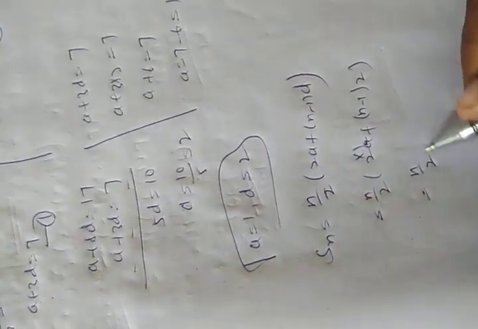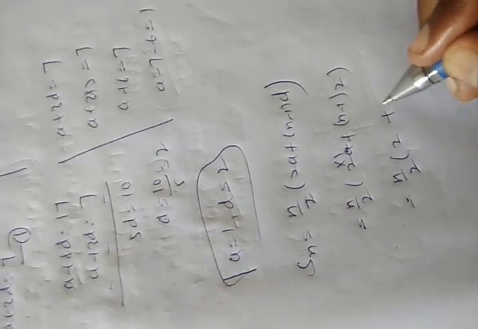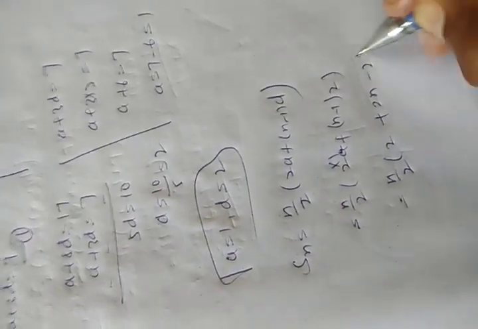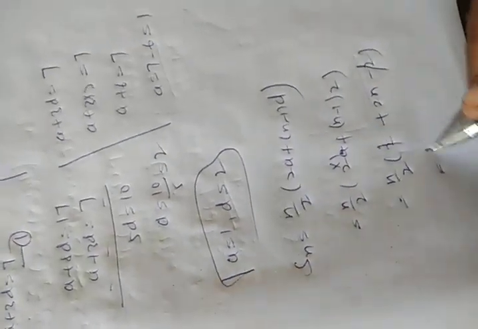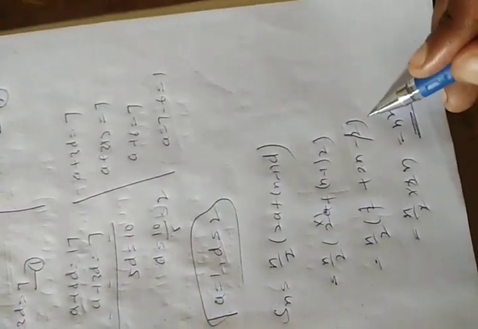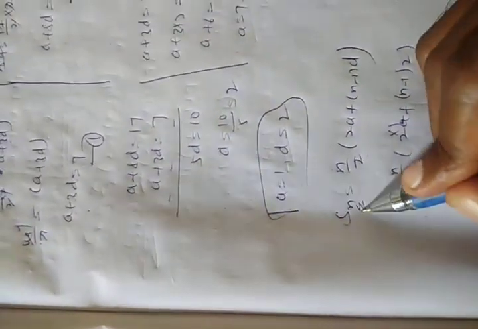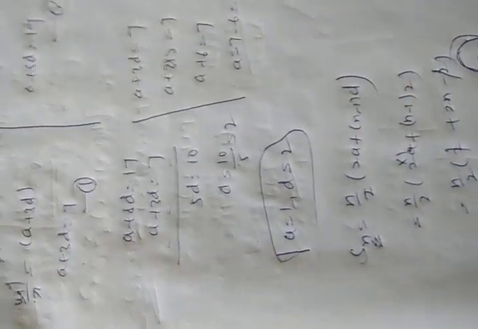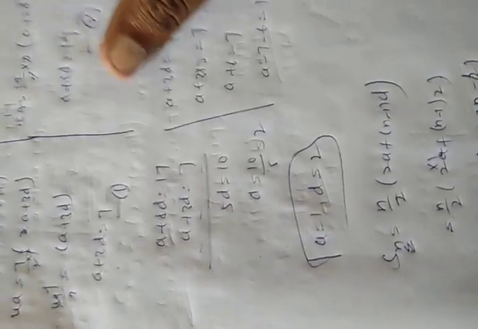So n by 2 into 2 ones are 2, plus 2 into n minus 1 into 2. Minus 2 plus 2 will be cancelled. N by 2 into 2n. 2 and 2 will be cancelled. N into n is n square. The sum of the n terms of the AP will be n square. So this is how we are going to get it. Don't be confused about why you are getting n square. Since we want it in terms of n, for example, if it is S10, it will indirectly become 10 square. Directly we can tell. So this is about question number 9.